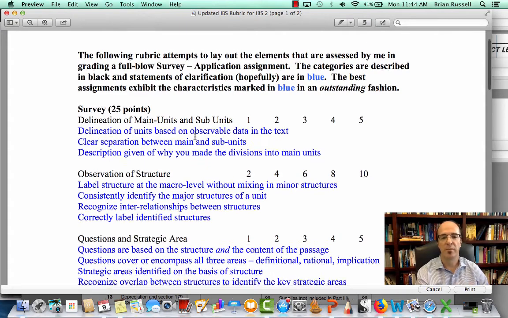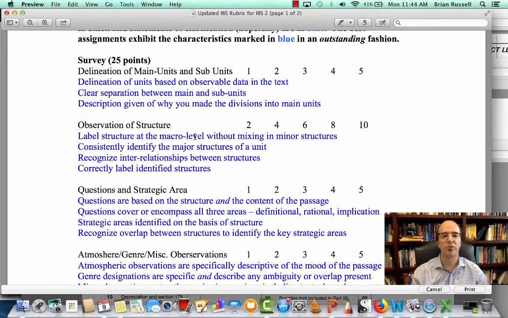Now let's look at some of the pieces that I'm going to look for. First part of the survey is you're going to be delineating your main units and subunits. What I'm looking for is that you break up units and subunits based on observable data in the text, that you have a clear separation between main and subunits, and you show both units. And make sure you also add a description of why you made the divisions where you made them, and that's going to be worth up to 5 points.